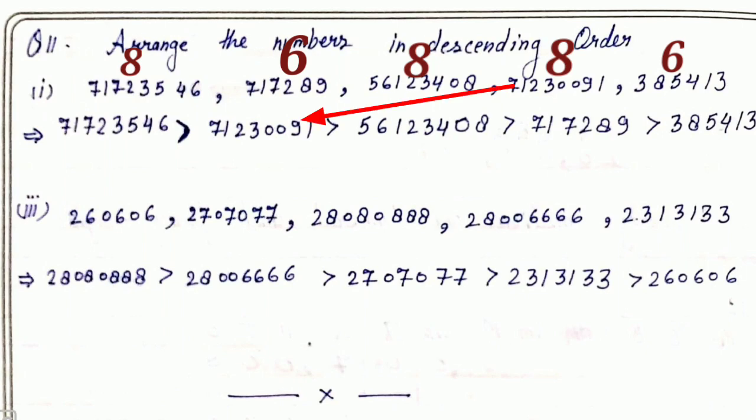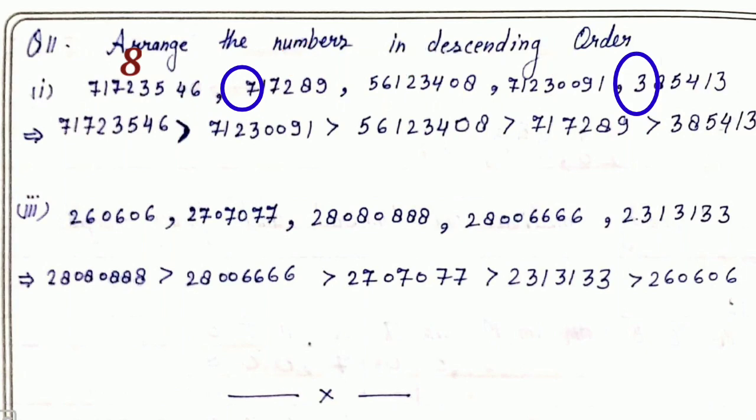Then this number will come, and then this third number will come, and then we will see these two remaining numbers are having 6 digits. Now both are having the same digits, so we will compare the first digit. Here at lakh place, it is having 7 and it is having 3. So 7 is bigger, so that will come first, and 3 is very small, so it will come last. And the same procedure we will follow in the third part also. I hope now you can understand nicely. Now all the remaining parts you do on your own, and in the next video we will do exercise number 1B.